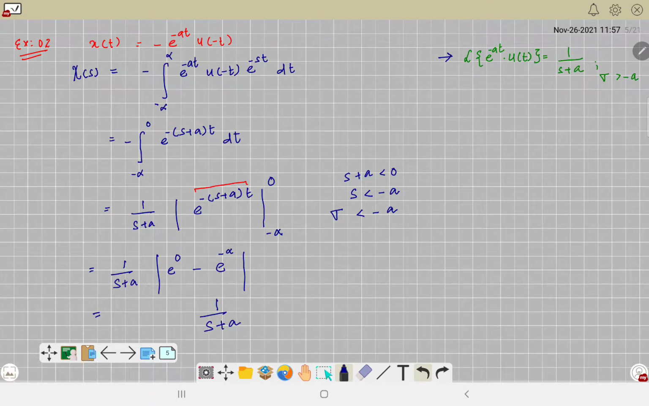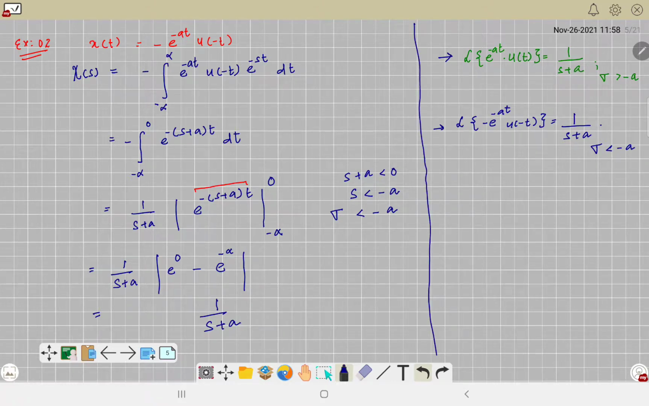Now this is an interesting fact here. Earlier we found Laplace transform of e raised power minus a t u of t. Algebraically, as per the equation, it had a transform 1 by s plus a. Now we found the Laplace transform of another signal e raised power minus a t u of minus t. Mathematically speaking, its Laplace transform is also 1 divided by s plus a. But the range for which it converges changes. It is for sigma less than minus a.